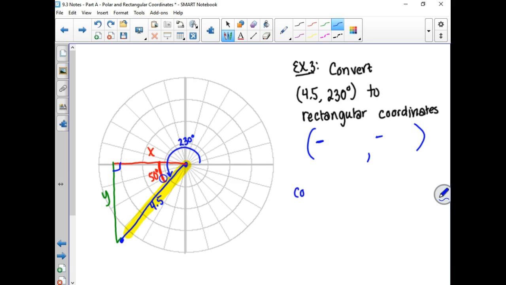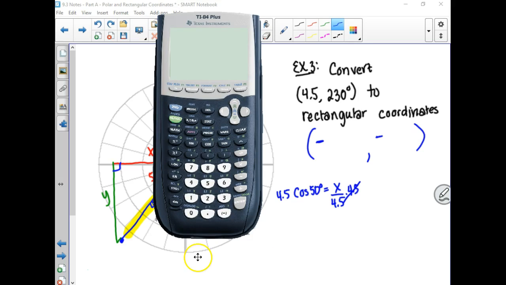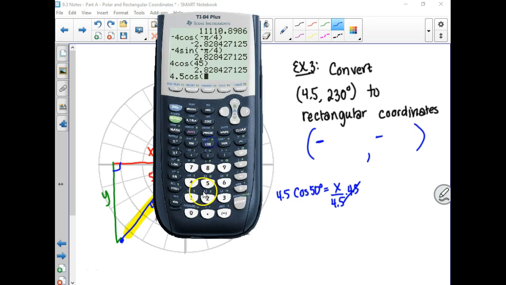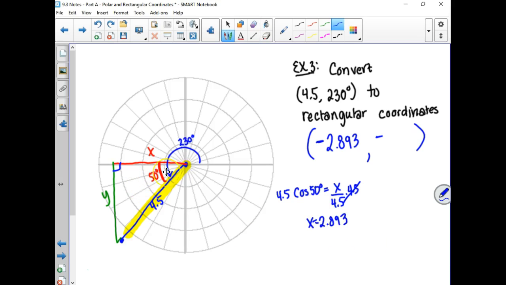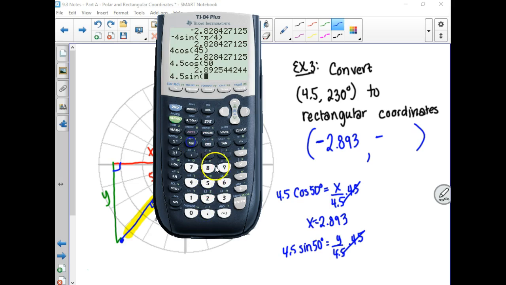So I would say cosine of 50 degrees equals X over 4.5. So I'd multiply both sides by 4.5. And 4.5 cosine 50 is going to give me 2.893. But remember that needs to be negative because we're going to the left. And then for Y, I would say sine of 50 degrees equals Y over 4.5. Multiply both sides by 4.5 to solve. And 4.5 sine 50 is going to give us that our Y is 3.447. But that also will be negative.